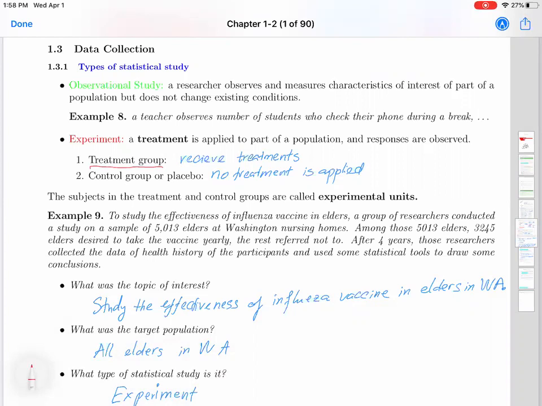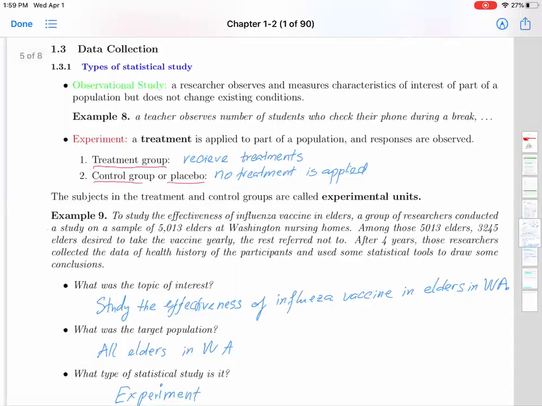The second group is the control group, or placebo. It's a group of subjects that do not receive any treatments, do not receive any special conditions. The subjects in the treatment and control groups are called experimental units. After all, the responses are observed from these two groups, and then the researcher will compare the results between the two groups in order to make conclusions about this experiment.